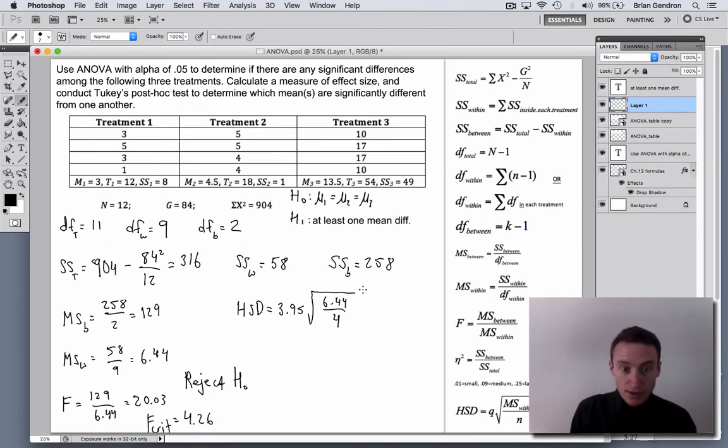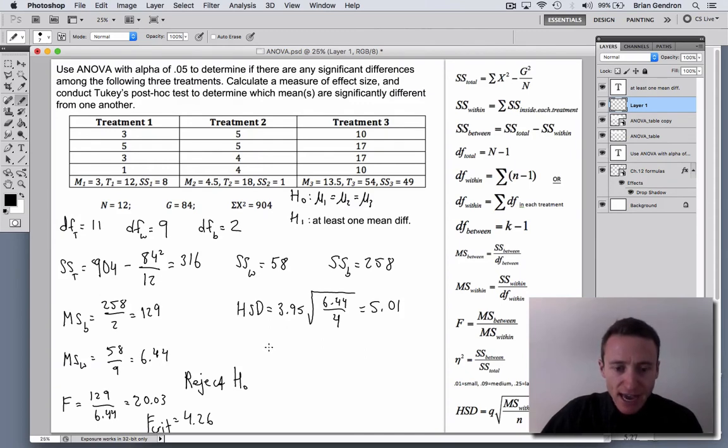Okay, so let's go ahead and calculate the HSD value, which I'm seeing as 5.01. Okay, so let's see what we have to work with here. What this value is telling us is that the mean difference between any two groups must be 5.01 points or larger to be considered statistically significant.